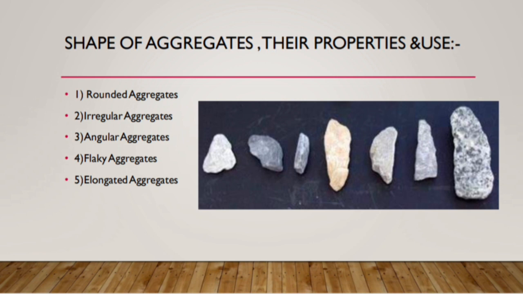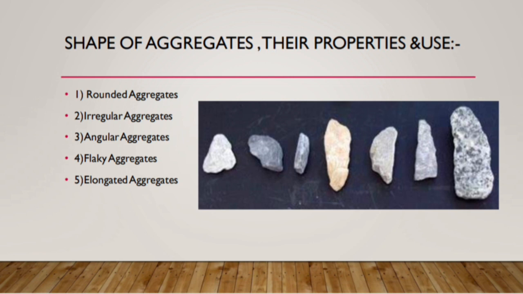After this, we'll discuss the shape of aggregates. There are basically 5 shapes of aggregates we study in the properties of aggregates. First, rounded shaped aggregates. If we use rounded aggregates in concrete, there may be chances of creation of voids, because due to the rounded shape there will not be proper bonding between the particles.